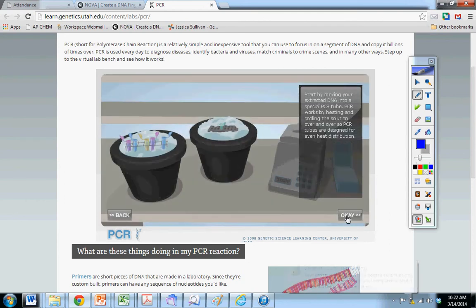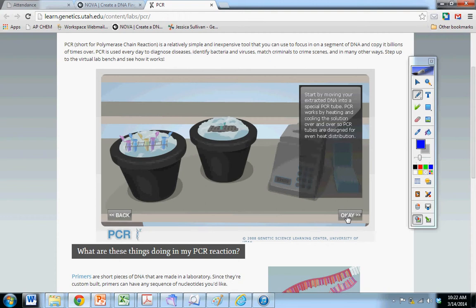All right, so here we go. PCR. Start moving your extracted DNA into a special PCR tube. PCR works by heating and cooling the solution over and over, so PCR tubes are designed for heat distribution. What's the question? What are you using to move? Oh, I haven't done that yet.